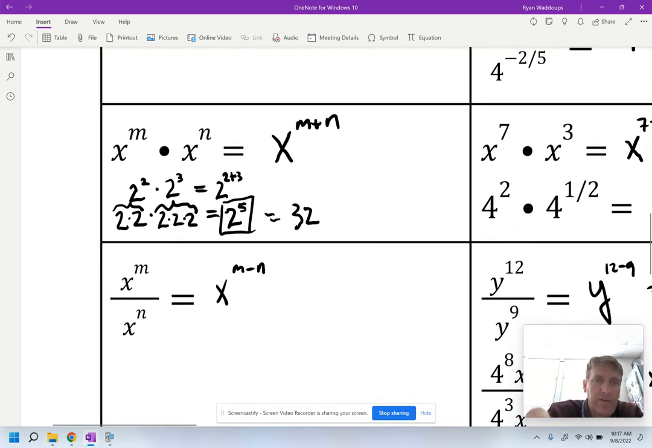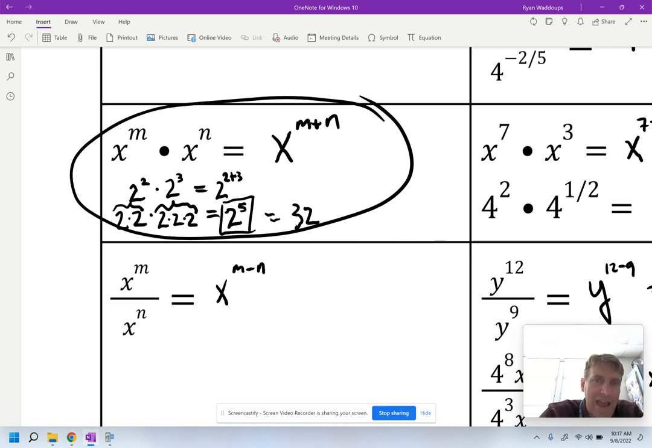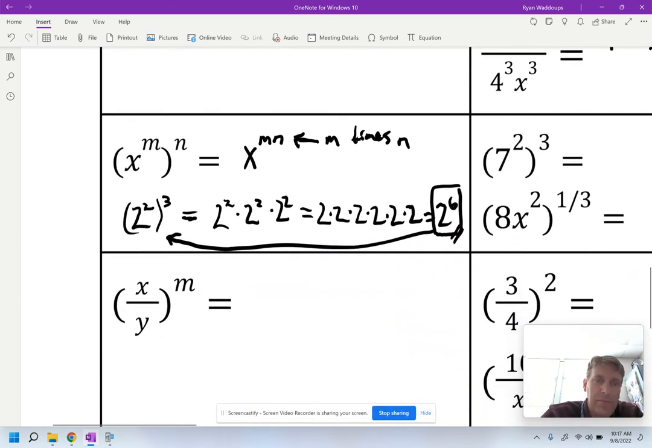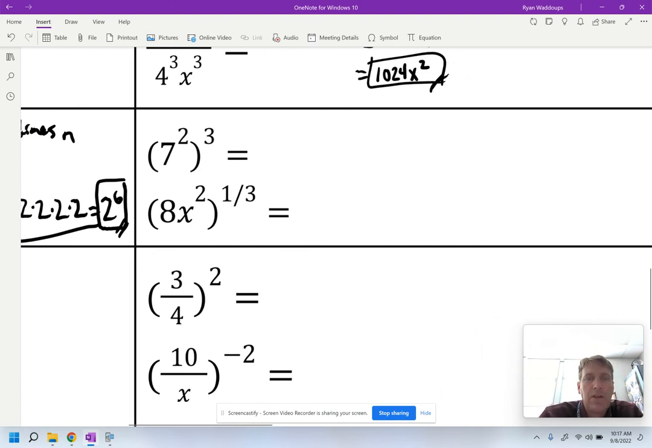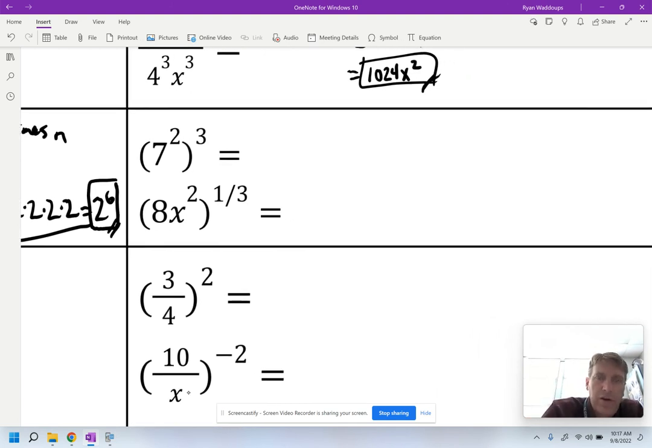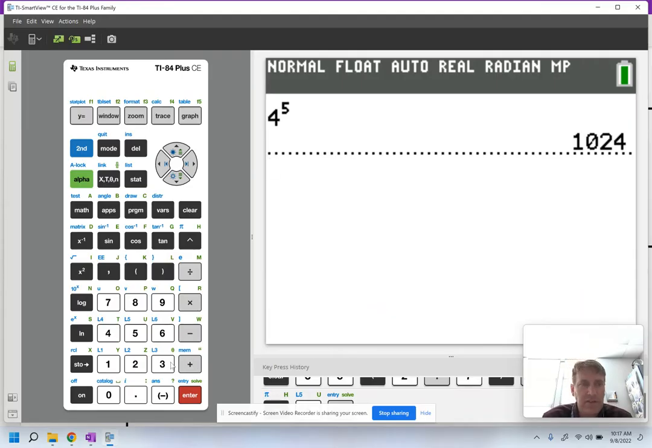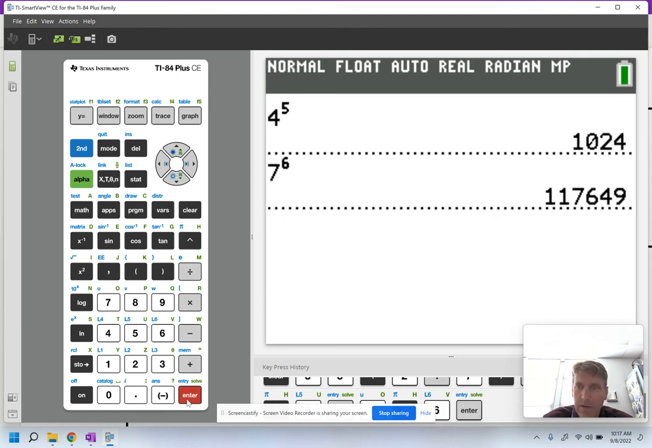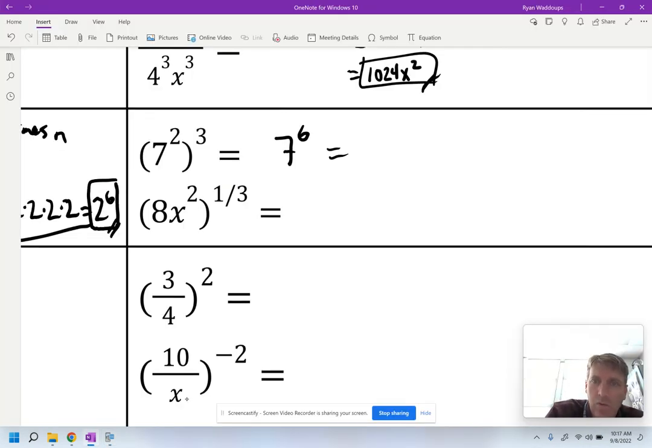Keep that separate from this rule here. It says when I multiply like bases, I add the exponents. When you have a power raised to a power, you multiply the exponents. So 7 to the second power raised to the third power is 7 to the sixth power, because 2 times 3 is 6. So 7 to the sixth power, let's go ahead and look at that. 7 raised to the sixth power is a pretty big number. Let's see how big it is. It's 117,649.